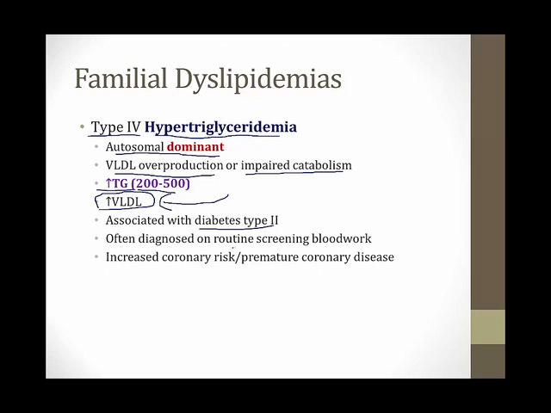Often this is diagnosed on routine screening blood work when it shows that the triglyceride levels are elevated in a diabetic patient. And the main problem here is that if the triglyceride levels are routinely allowed to be this high, these patients have an increased risk of coronary disease and they can develop premature coronary disease.